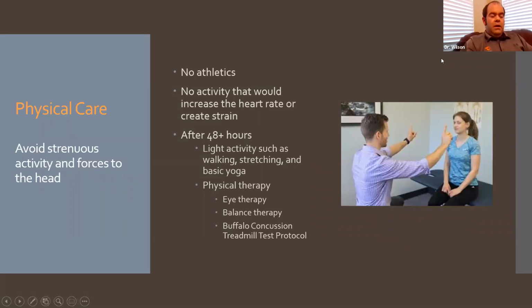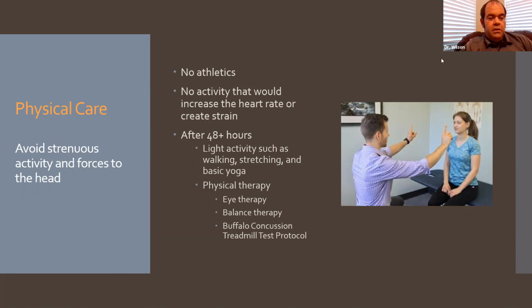So again, where do those three pillars of care come in? Physical care, mental care, and supportive care. So the physical care, the idea here is to avoid strenuous activity that would make the symptoms worse and avoid any additional blow to the head or blow to the body with forces transmitted to the head. First thing we do is tell folks, we're not going to participate in athletics right now. We're going to take a break from the sport. We want to avoid any activity that would increase heart rate or create a strain, because that's going to be extra taxing on the brain while it's trying to heal.